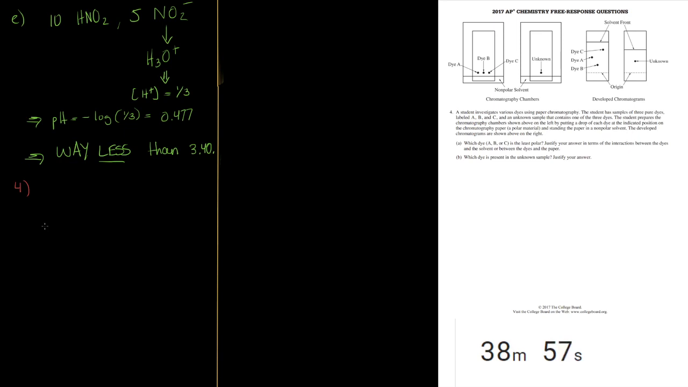Right. Okay. I really don't know how this is supposed to work. I really don't. But the paper itself is polar, so the least polar one maybe should be the one that didn't go up the furthest. I'm going to say dye B.